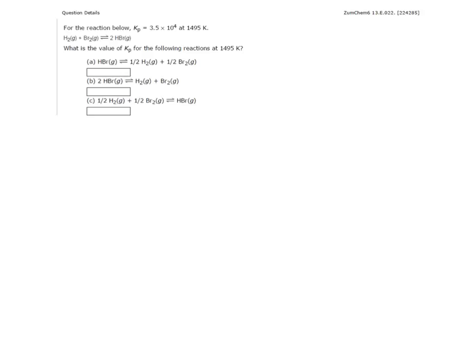So starting with part B, we have an equation that is the same as the reference equation except it's flipped around. In that case, what we would want to do is take the value of Kp that they provided and take 1 divided by that. When the reaction is flipped around, we just take 1 divided by Kp, or 1 over 3.5 times 10 to the fourth, and we arrive at 2.86 times 10 to the negative fifth.